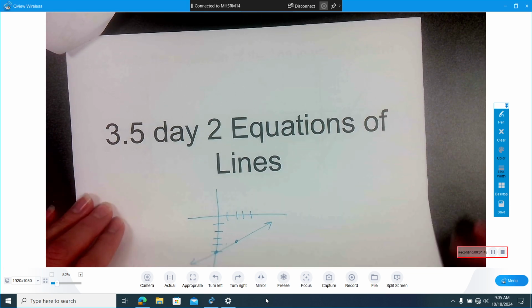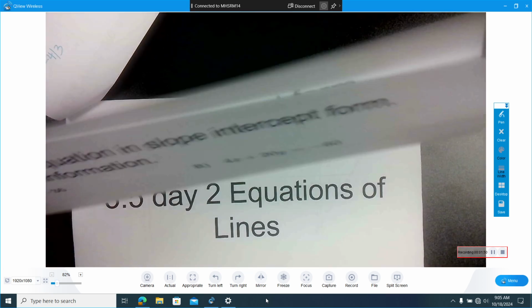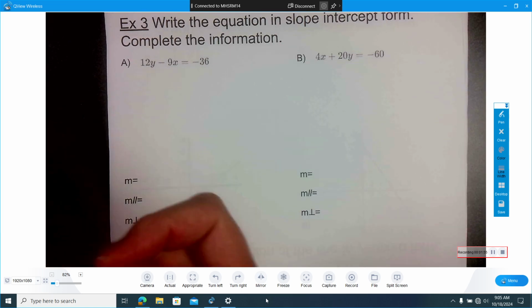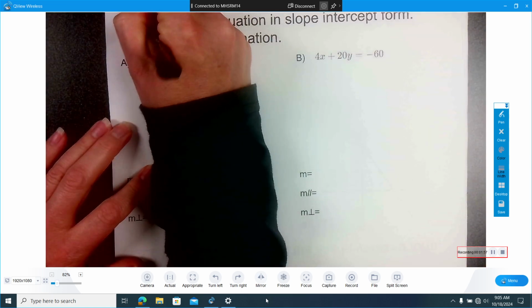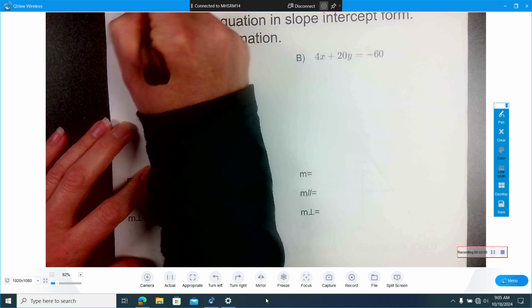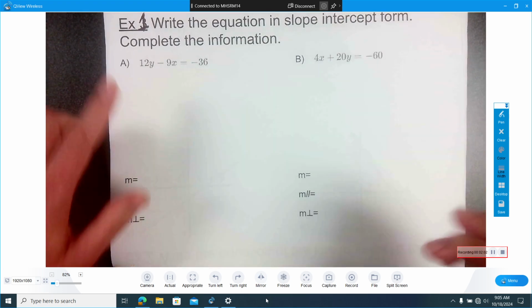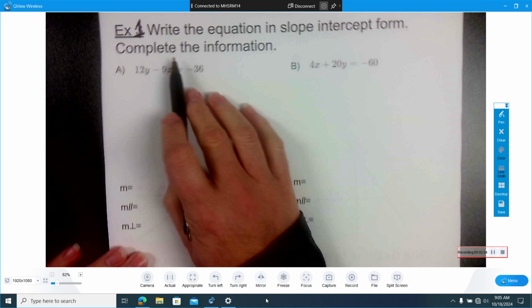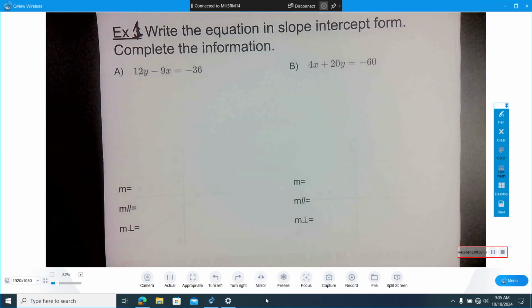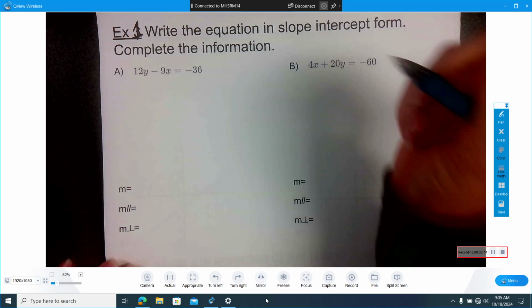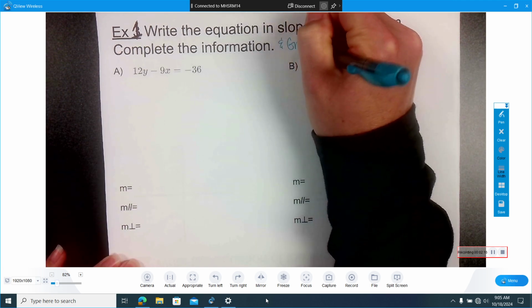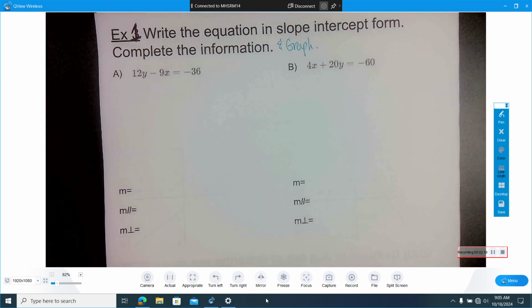All right, 3.5 day 2, equations of lines. Here we go. We're going to skip right to the end here. And this is going to become example 1 because we're skipping the other examples. So again, write example 1 and the directions, which say, write the equation in slope-intercept form, complete the information, and graph it. And of course, I expect you to be able to graph these quickly and easily by hand.